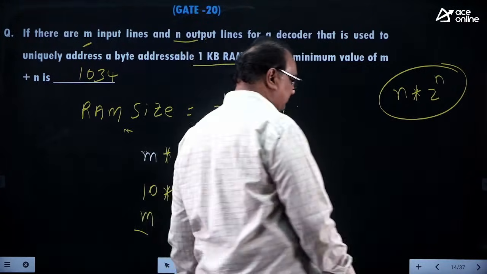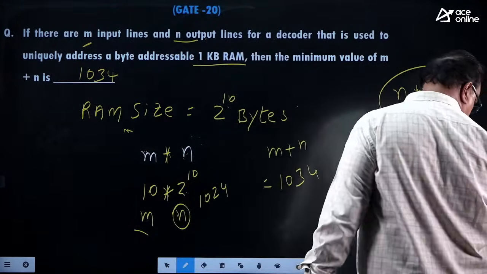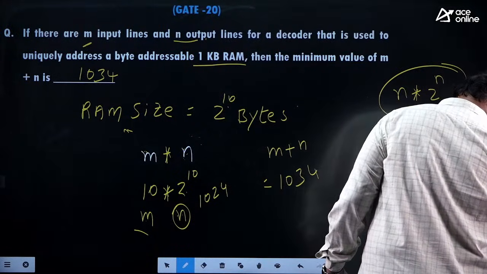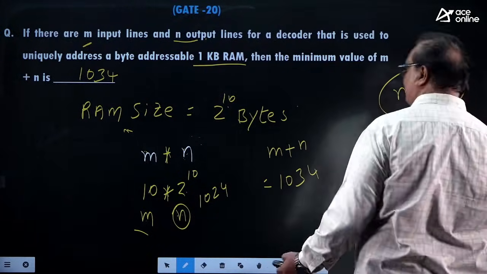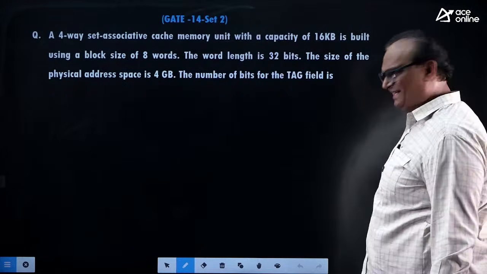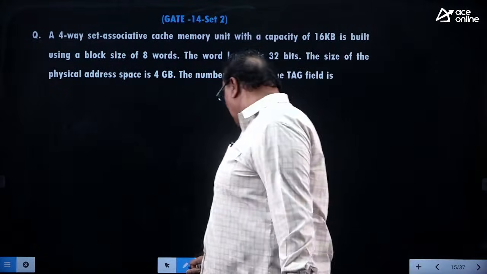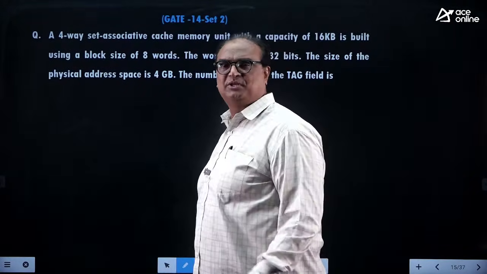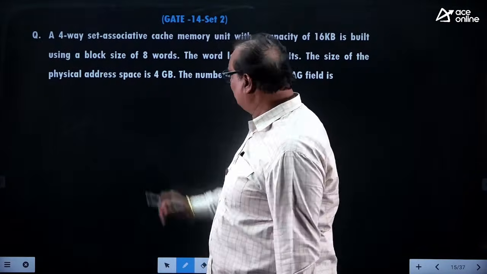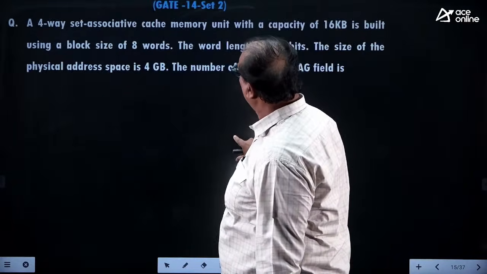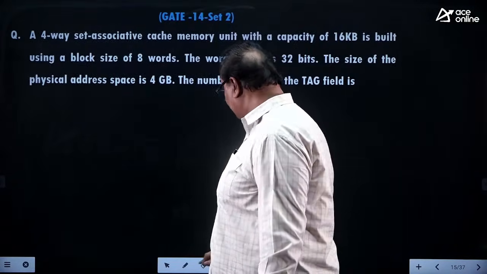Okay, next, come to the next question. Excellent question it is. You should solve these types of questions in the shortest time. I am going to explain the shortest technique to solve this type of question. Given in 2014, excellent question it is.